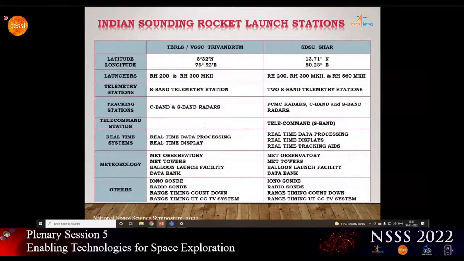These are the two launch stations. I think we are already aware of such details about this tracking system. The only thing I want to highlight is that we are capable of uplink and downlink at the same time with different links, both at VSSC as well as SDSC SHAR.